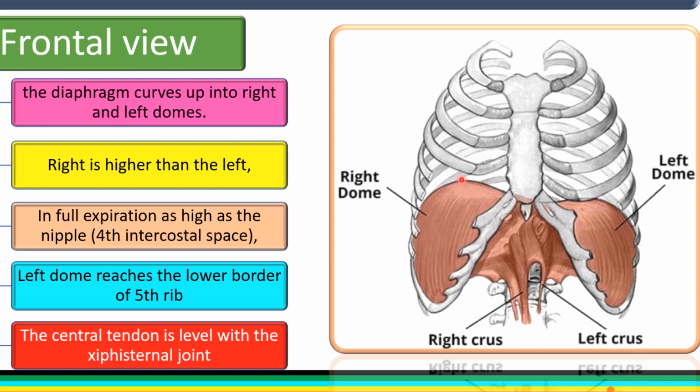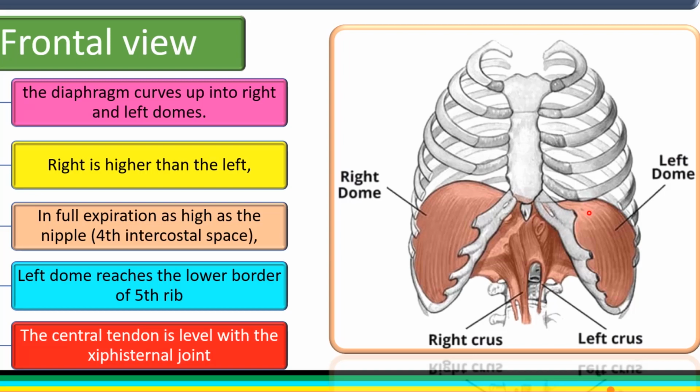So here at the right dome, we'll be looking at the upper border of the fifth rib. In full inspiration, we'll be looking at the fourth intercostal space. Here at the central tendon, we're looking at the xiphisternum or body of T9 vertebra, or we want to say the intervertebral disc between T8 and T9.